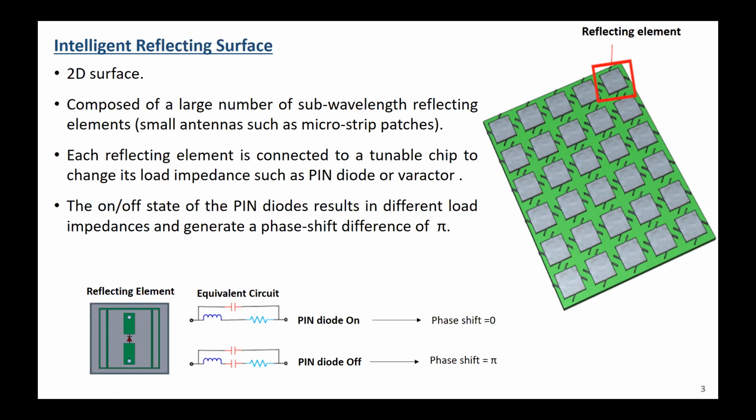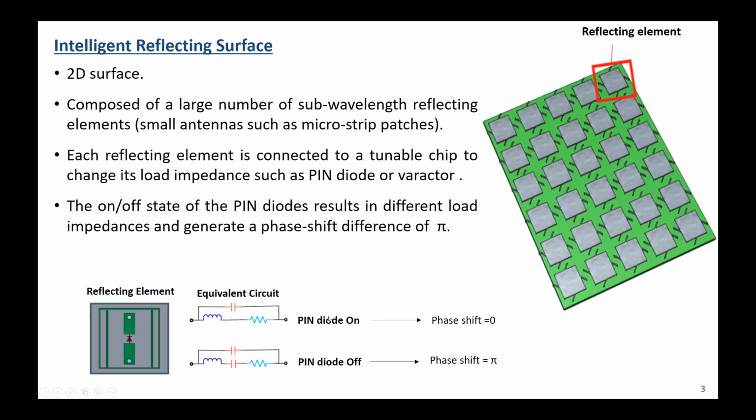Given that you can control the load impedance of each element individually, at this moment you can control the induced phase shift of each element individually. Typically, the types of tunable chips used are binary or varactor. So imagine that we have a reflecting element that is connected to a pin diode, and a pin diode has two states, on and off.